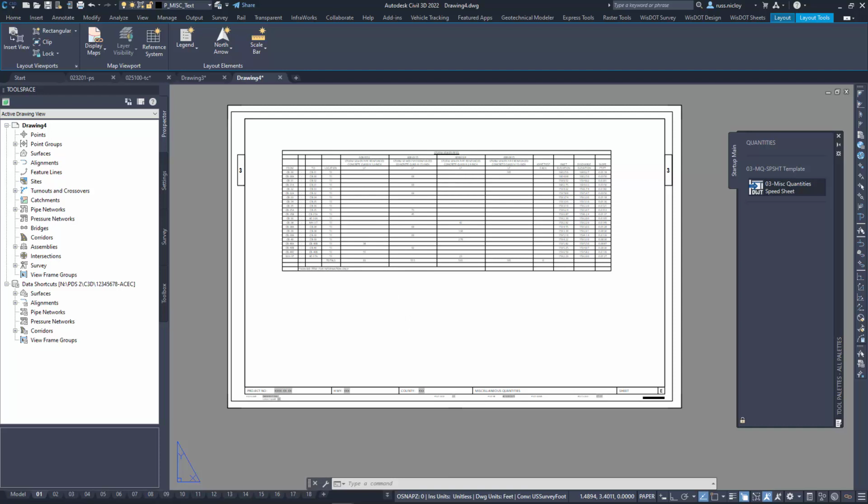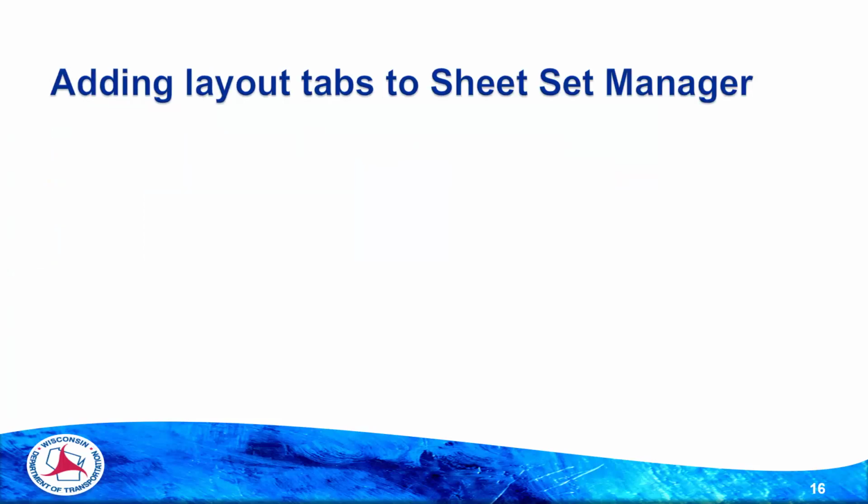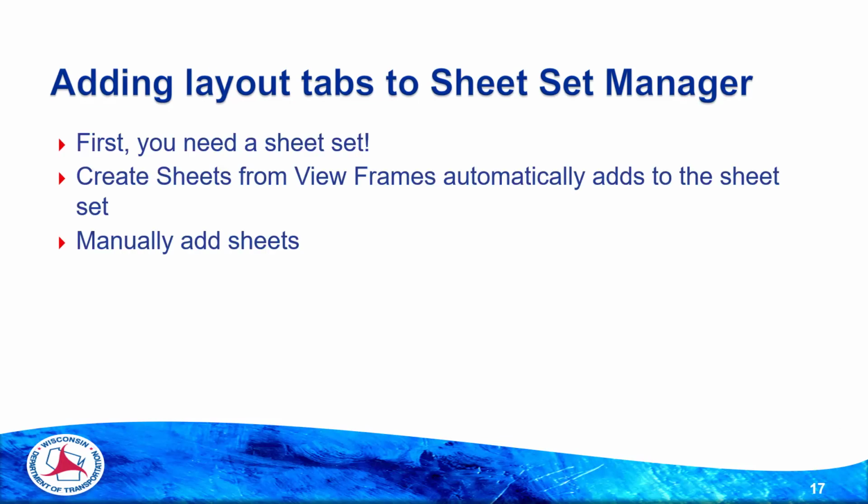So with that in place, let's go back to our slide deck and look at adding layout tabs to the sheet set manager. Now, first of all, you need a sheet set. We've talked about this earlier. If you don't have a sheet set when you start to create sheets, you should stop and get that done first. That should be done earlier in the process, if not earlier in the project.